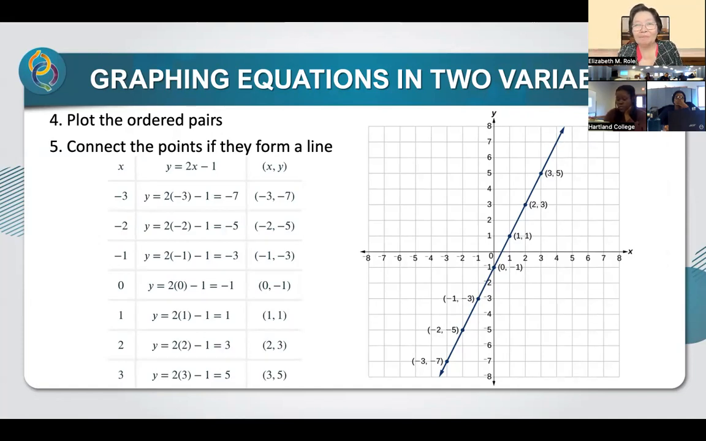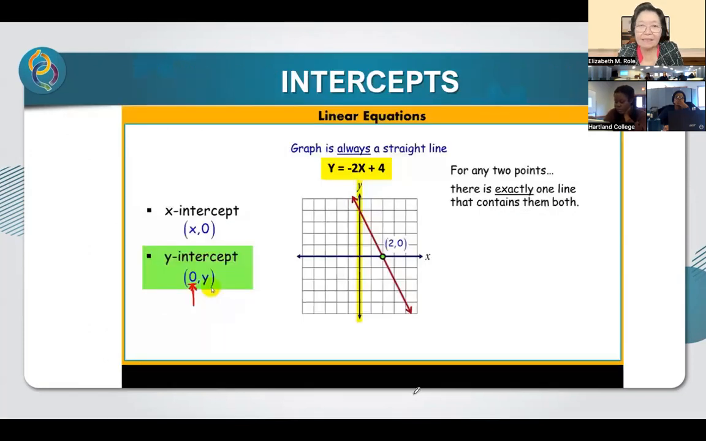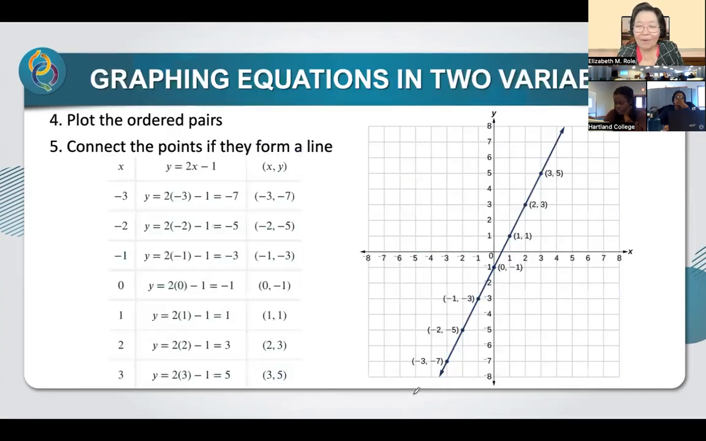But I think we have learned about what we call the intercepts. All right, you remember the intercepts. The intercept would be the point where the graph passes the x-axis, that's your x-intercept, and of course the y-intercept is the point where the graph passes the y-axis.